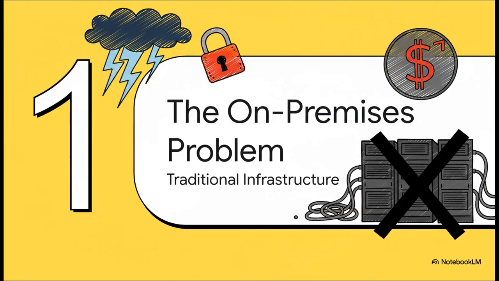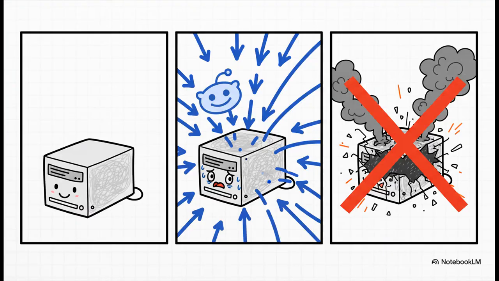To really get why the cloud was such a revolution, we need to hop in a time machine for a second. Let's go back to the days of on-premises infrastructure. See, before the cloud, if you wanted to launch an app, you had to deal with physical servers, and that whole process was just filled with expensive, inflexible headaches.